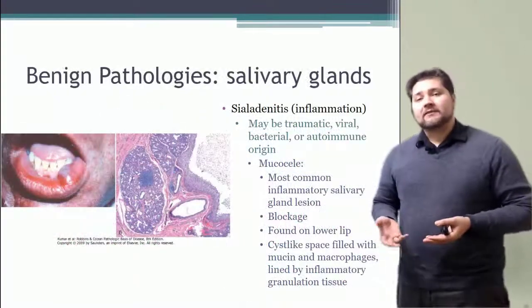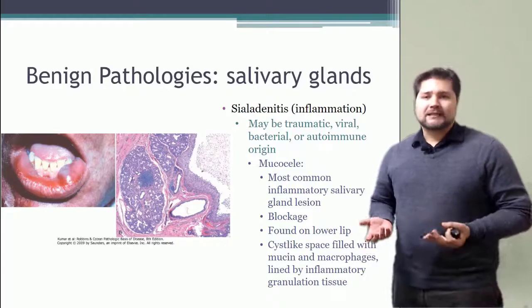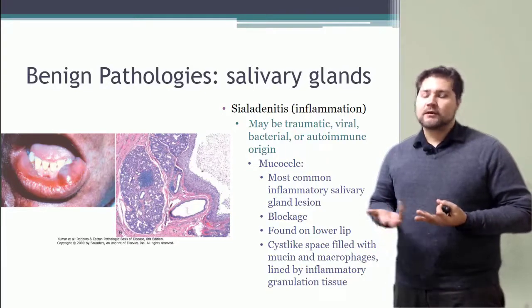So next up we have sialadenitis, or inflammation of the salivary gland. Now this could be viral or bacterial, it could be traumatic in origin, or it could be an autoimmune disease.